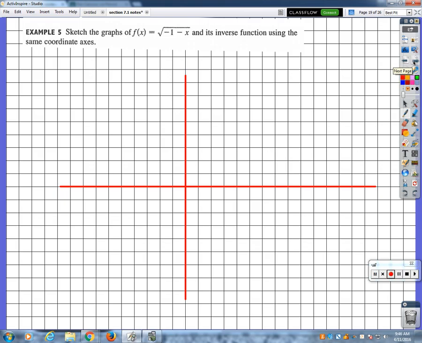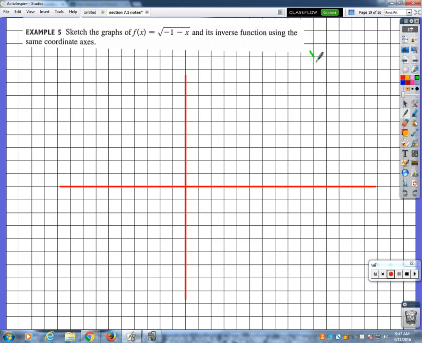All right. Okay, so next one, sketch the graphs of f of x equals the square root of negative 1 minus x and its inverse function using the same coordinate axes. So how do you want to look at the graph of the square root of negative 1 minus x, do you think? It's the root x as the parent function. Is it though? But it's flipped though. Negative and negative. Yeah, I think we're going to go with what Cameron said.